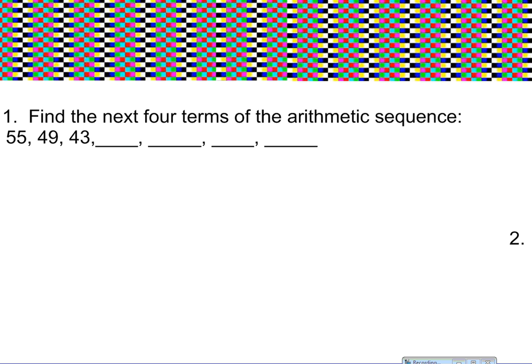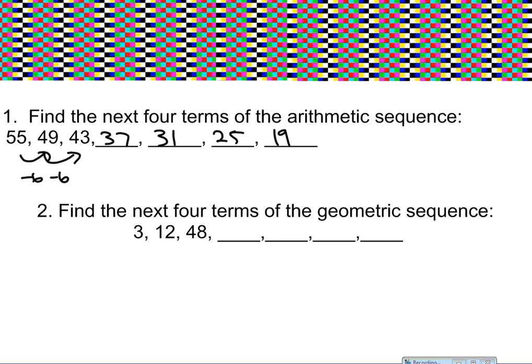So for the next 4 terms of the arithmetic sequence, what am I doing over and over again? Well, I'm subtracting 6 each time. So that's going to be 37, that's going to be 31, this is going to be 25, this is going to be 19.